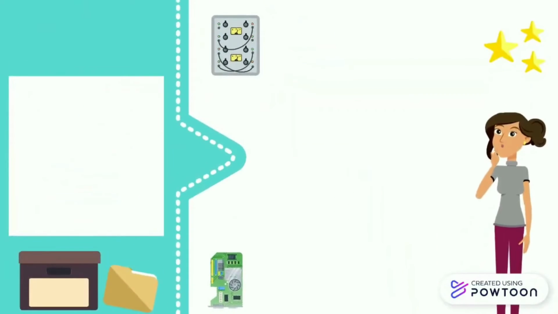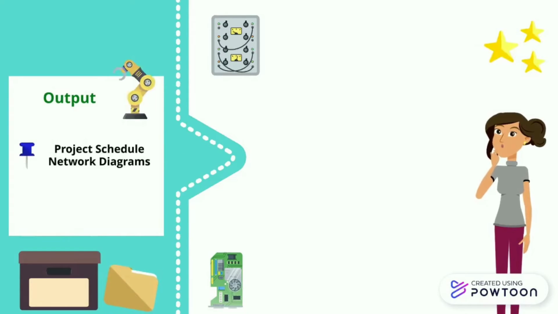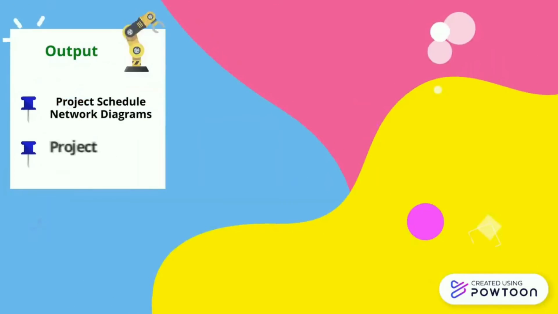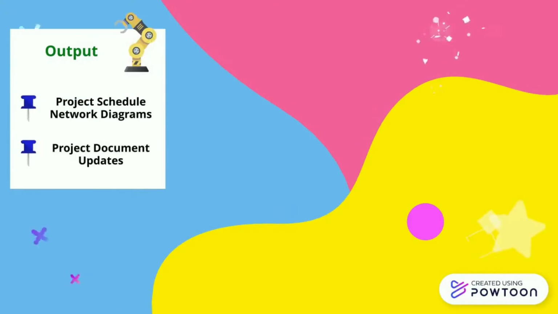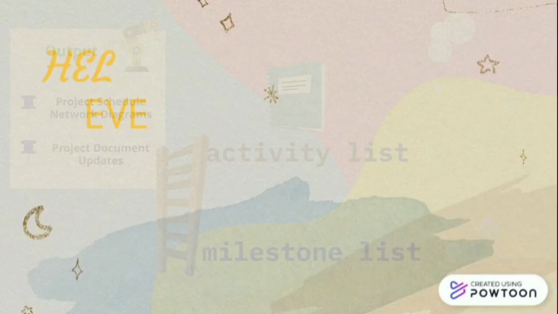Now let us move on to the outputs. First is the project schedule network diagrams. Project schedule network diagrams are schematic displays of the project schedule activities and the logical relationships among them. A project schedule network diagram can be produced manually or by using project management software. And lastly is the project document updates. Some processes will require updates, and this includes activity lists and milestone lists.